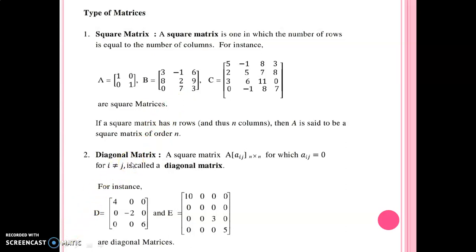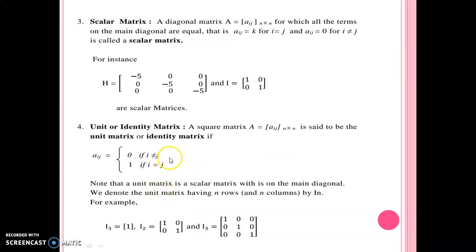Next is a diagonal matrix. It is a type of square matrix for which Aij is equal to 0 for i not equal to j. For this, we need to know the principal diagonal of a matrix, generally of a square matrix. That is, the entries on the diagonal, they are usually noted as A11, A22 and A33. So for a diagonal matrix, the diagonal entries can be any, but the off diagonal entries, that is the entries which are not on the diagonal, must be 0.